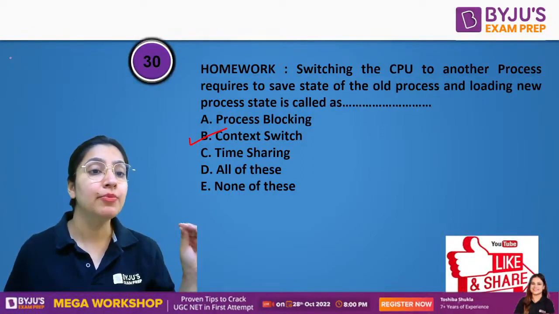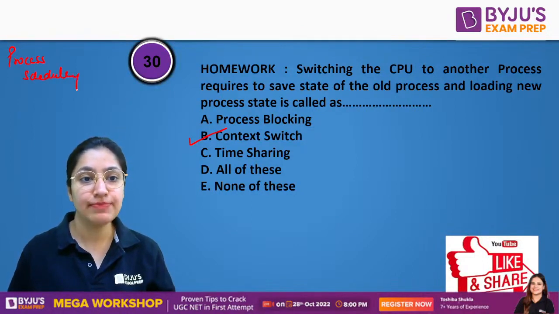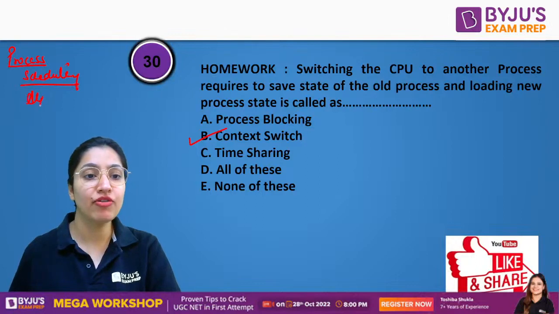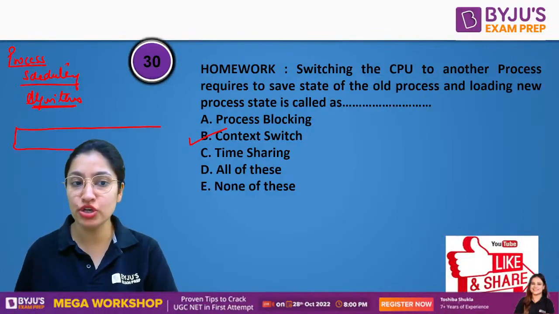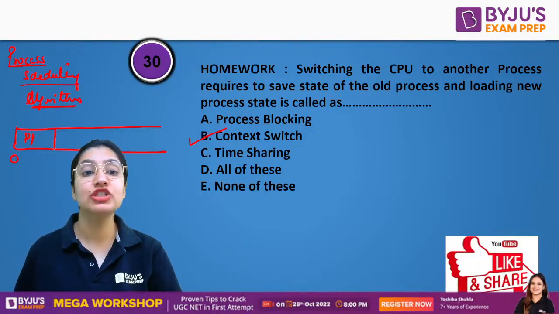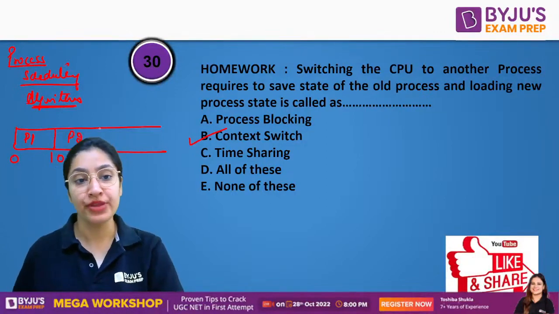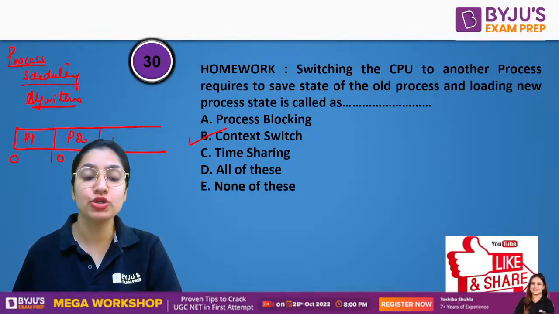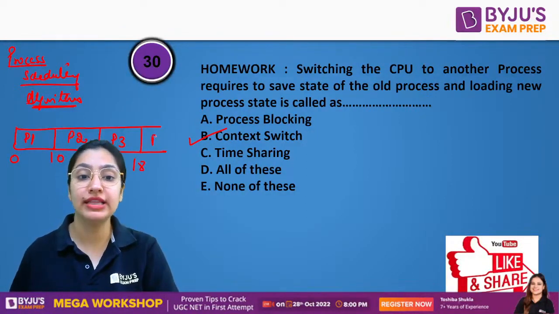Aur isko humne process scheduling algorithms ke concept mein, in the concept of various process scheduling algorithms, we have seen this deeply, that we are switching from one user job to another. As like this, a process is executing, process number one, we switch to another job at, let's say, time 10. So we are switching to process number two. Then let's say at time 16, I'm switching to another process, which is process number three. At time 18, I'm switching to another process, process number four. Like this, this is my chart created.